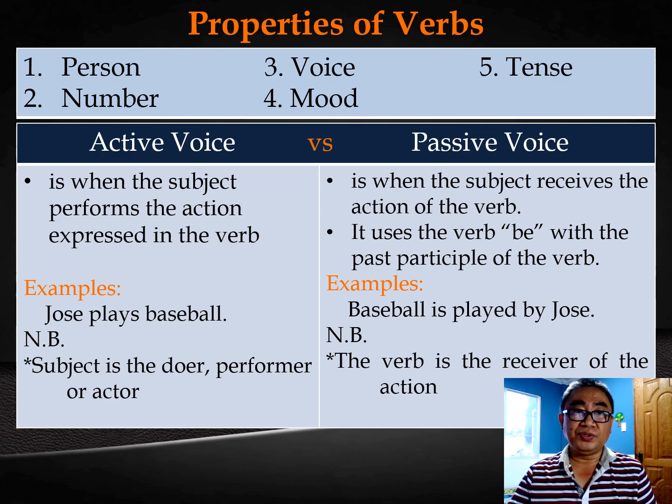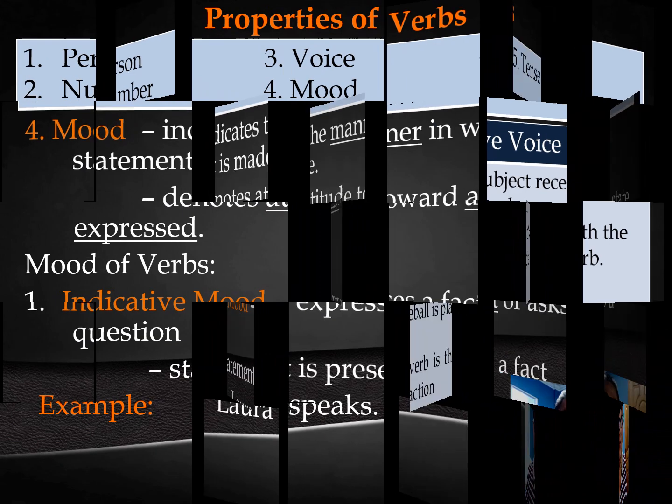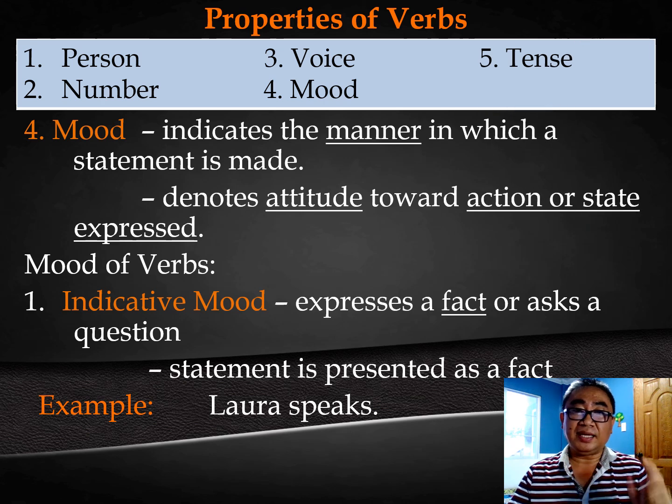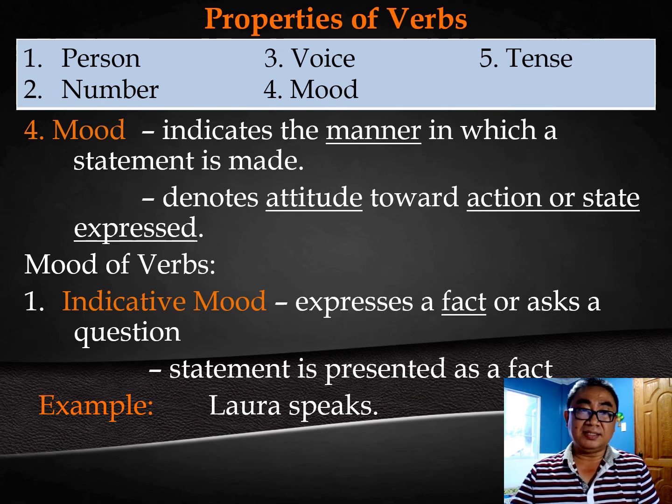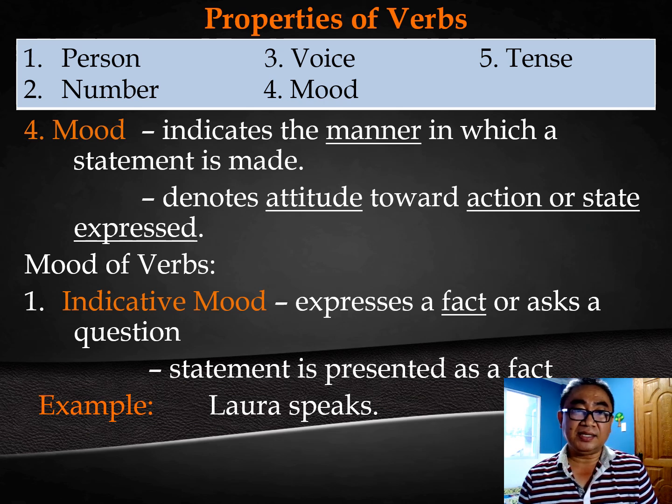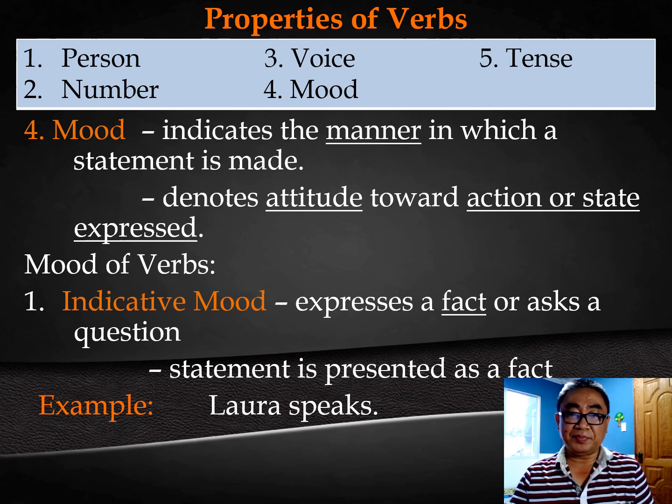Now let's go to tackle the mood that indicates the manner in which a statement is made. That denotes the attitude toward the action or state expressed. Moods of verbs include, okay, first we have the indicative that expresses a fact or asks a question. The statement is presented as a fact. Example, Laura speaks. So the mood of the sentence is determined by the inflection of the verb. A verb may be in one of three moods. We have the indicative, the imperative, and the subjunctive.